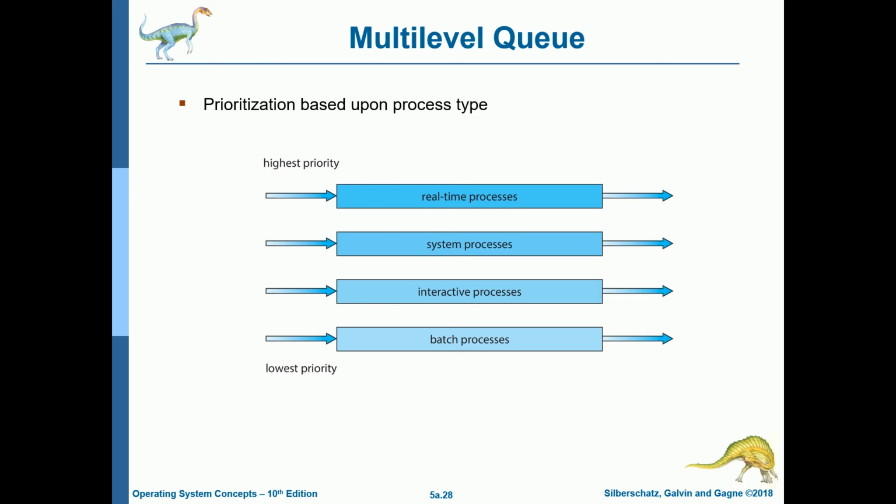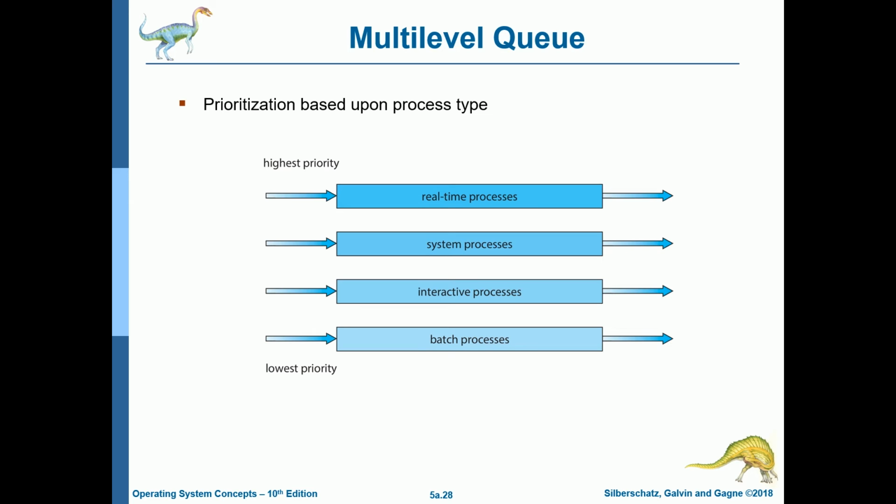Now, in addition to that, there must be scheduling among the queues, which is commonly implemented as a fixed priority preemptive scheduling. So for example, the real-time queue may have absolute priority over the interactive queue. Now looking at the example of this, we have 4 different queues. The first one, which is the highest priority, are real-time processes. The next one are system processes. The next one, interactive processes, and then finally, batch processes.